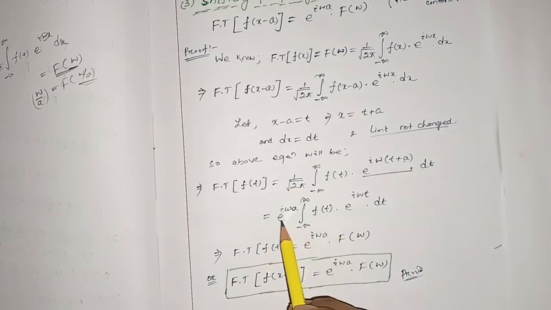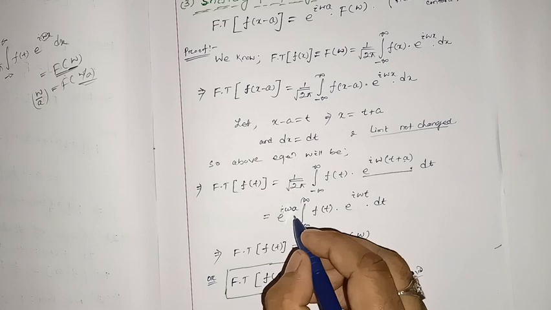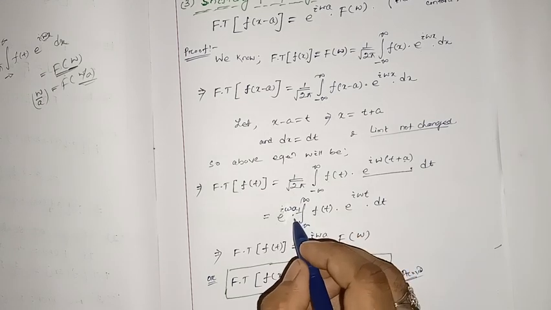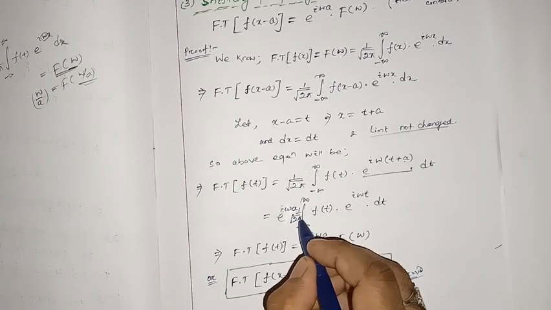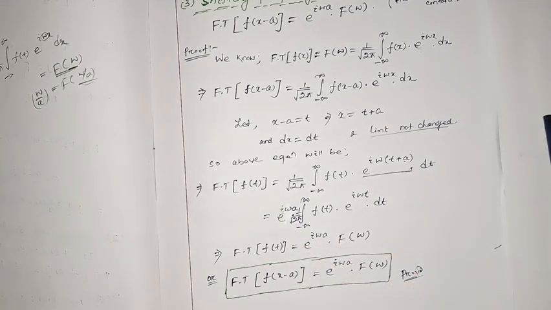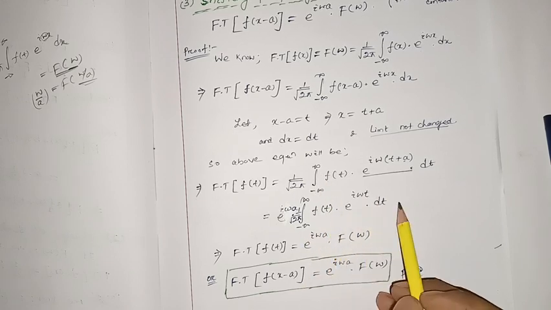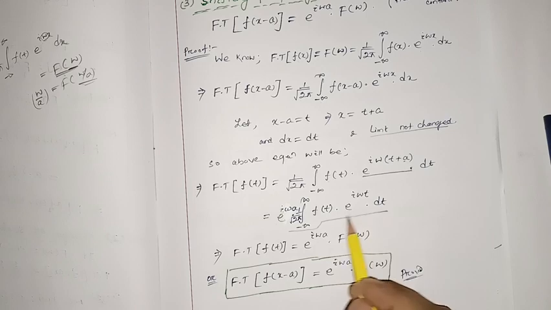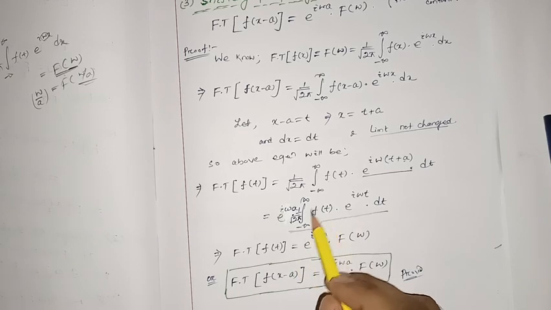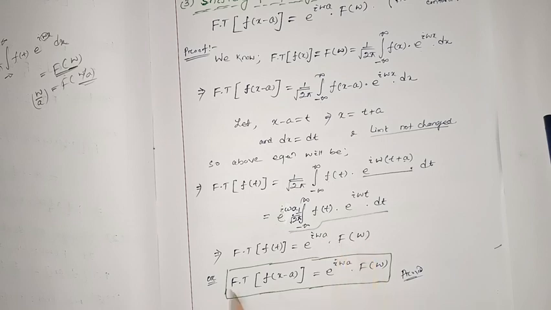So I have taken e to the i omega a outside, and here I forgot to write 1 by root 2 pi, times the integral from minus infinity to plus infinity of f of t e to the i omega t dt. This integration is nothing but the Fourier transform of f of t, or capital F of omega. Hence we found the Fourier transform of f of x minus a equal to e to the i omega a times capital F of omega.